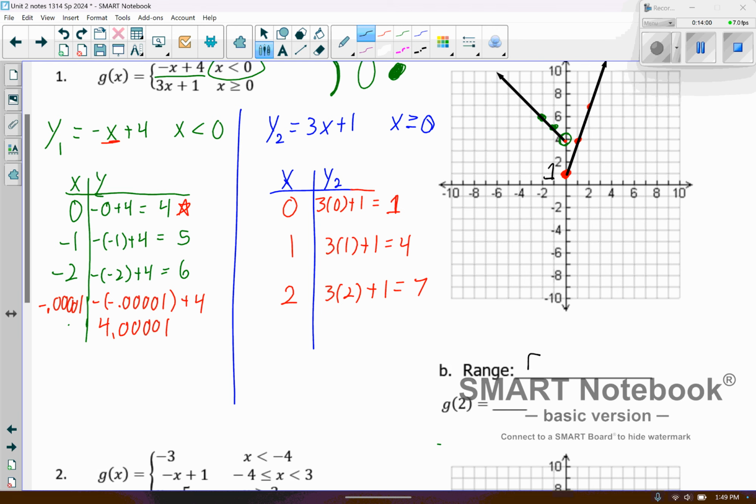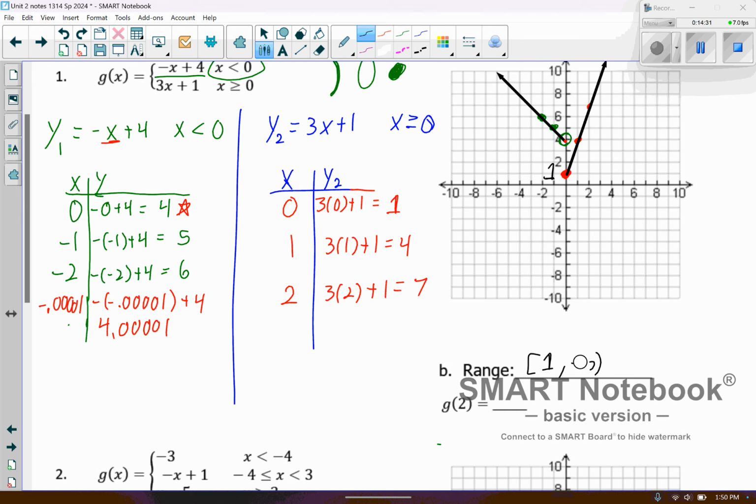So my range, its lowest point is 1. Its highest point, well, let's see, I go up forever. I have an open circle here, but it's okay. That 4 is covered up. That y value is 4 over here. So remember, range is just all the y values that exist for the function. And so the lowest one's 1, and then it goes up to 2, 3, 4, 5, 6, all the way up to infinity. So from 1 to infinity right there.